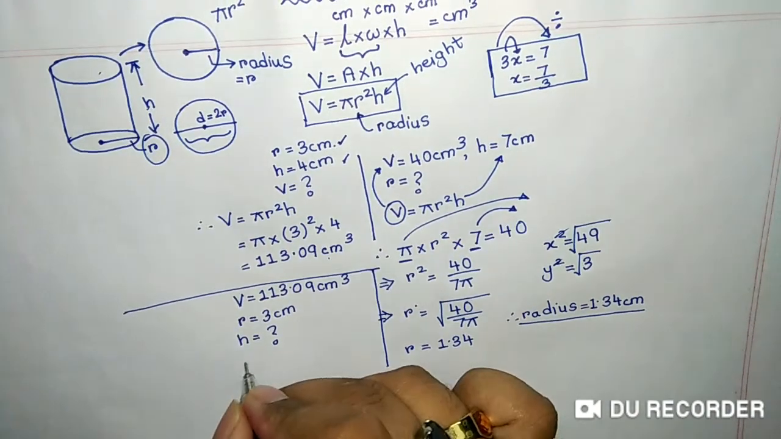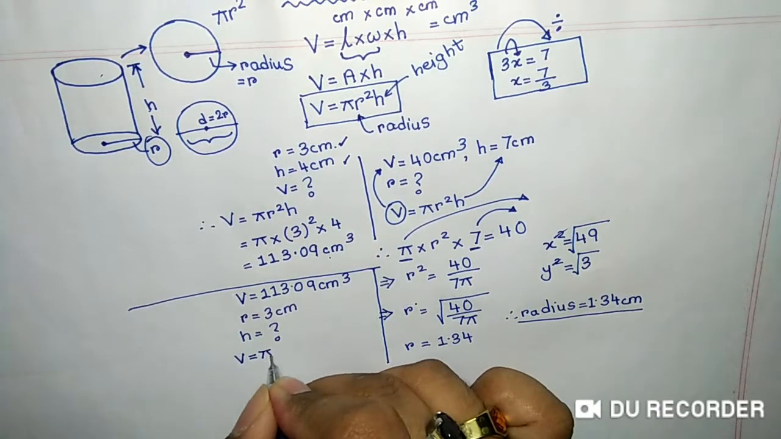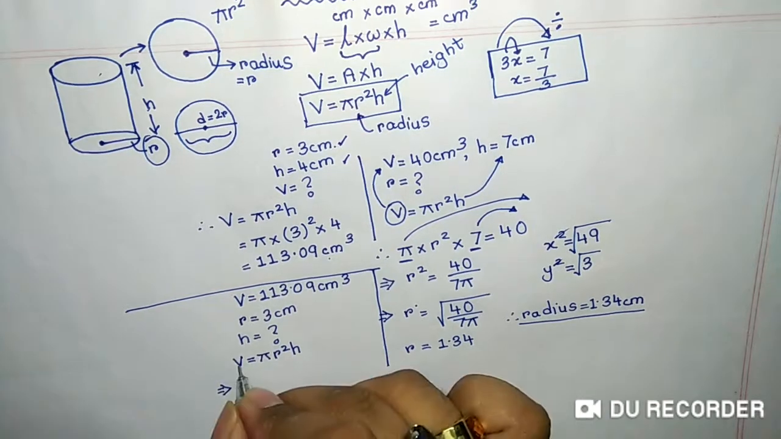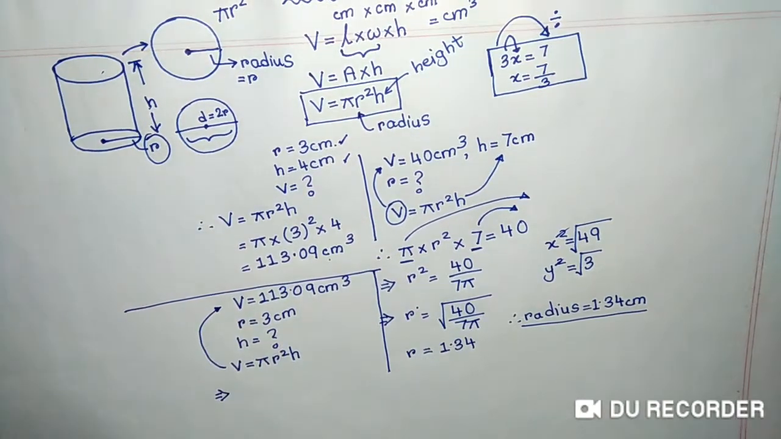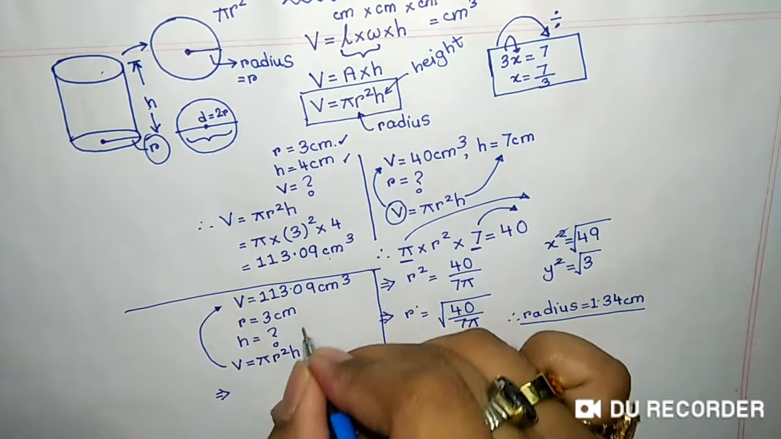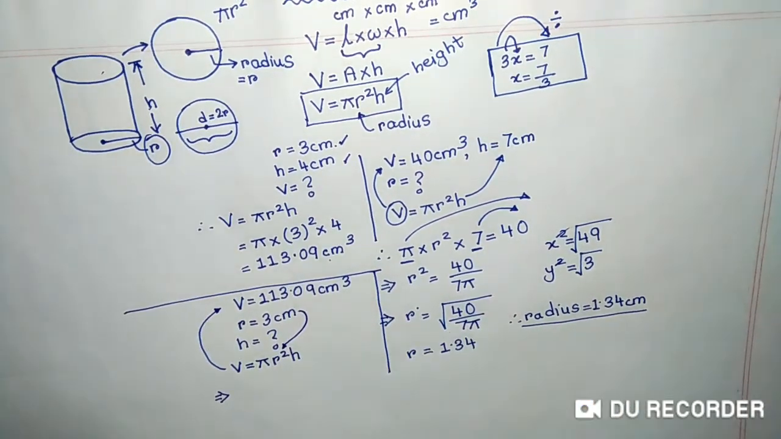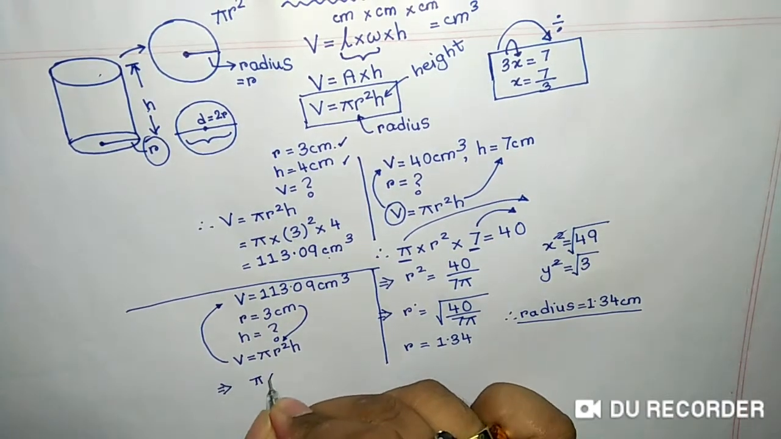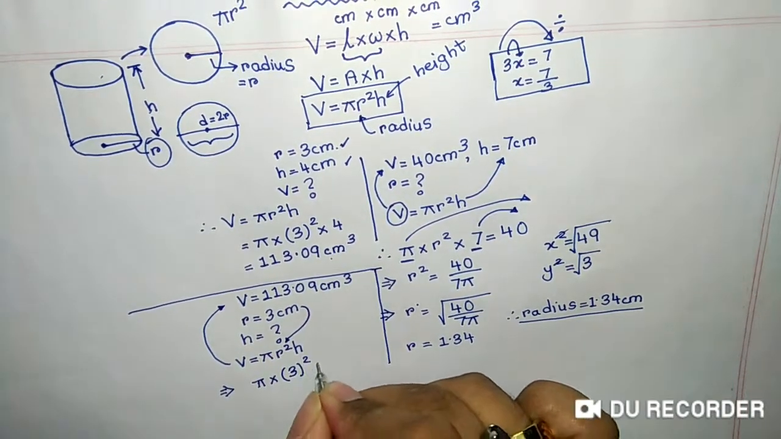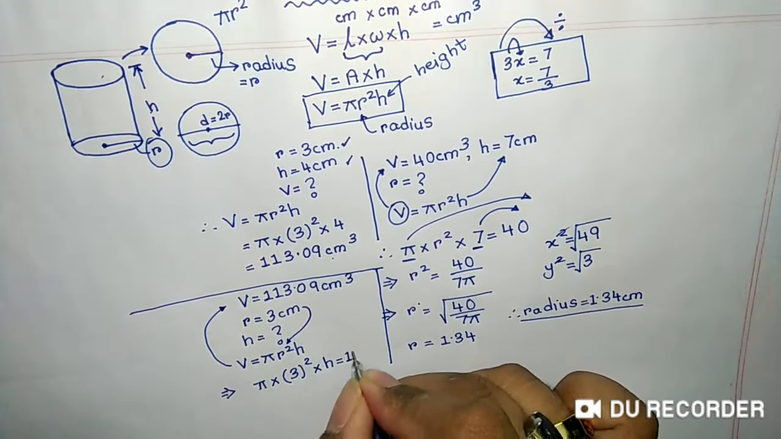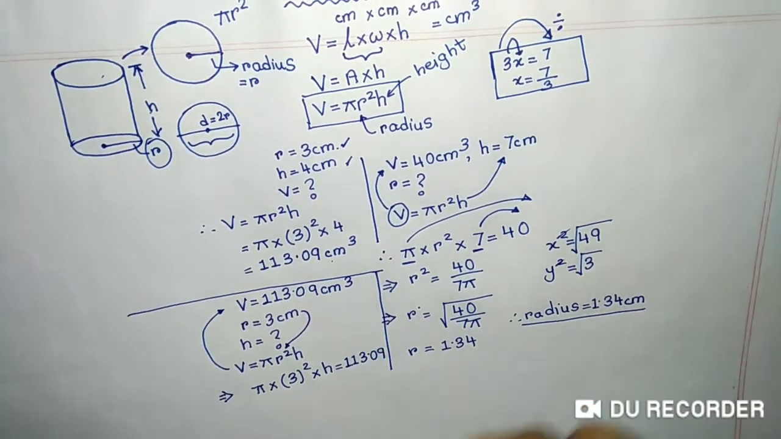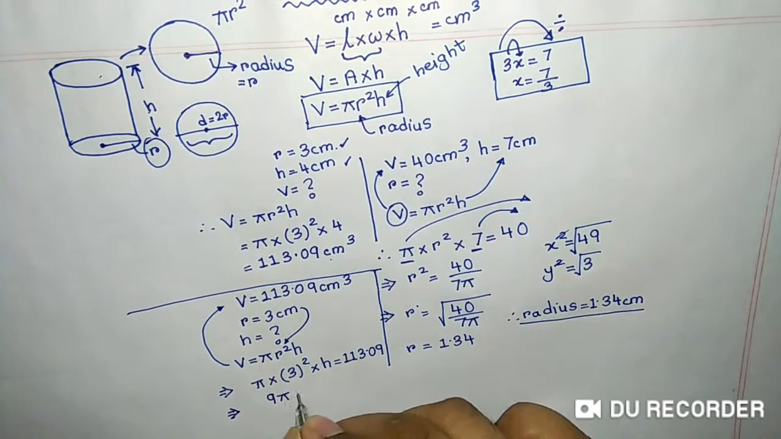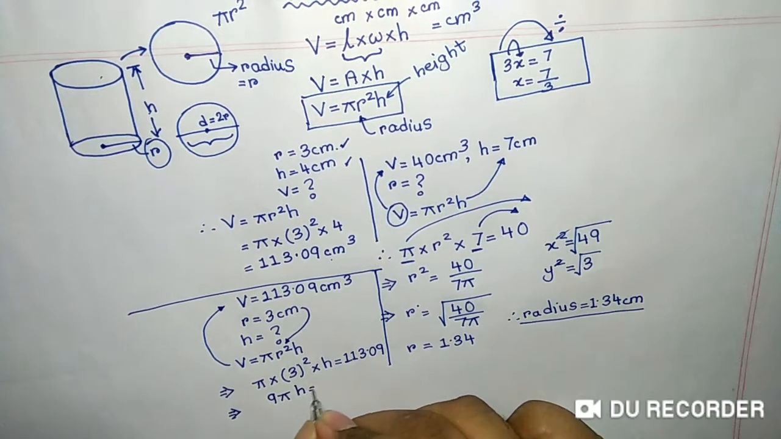So we can see over here that the formula for the volume of a cylinder is pi r square h. Now we know that the volume is going to be 113.09 centimeter cube and the radius is going to be 3 centimeter. So we will be inserting those values in the formula. So pi times 3 square times height is equal to 113.09.